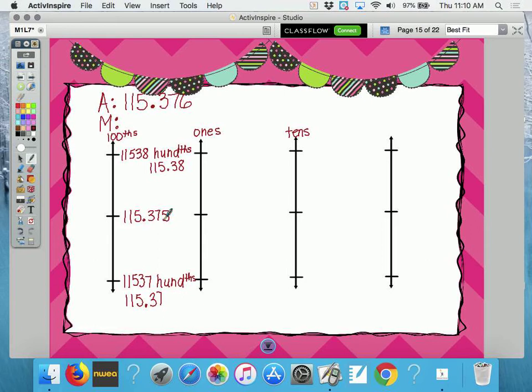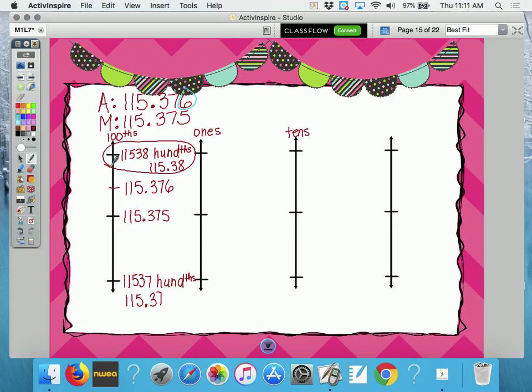Now we know a midpoint, don't we? 115.375. Which one's larger? The actual. So if the actual is larger, Hudson, where do I write it? Above or below the midpoint? Above. And my answer is at the top.